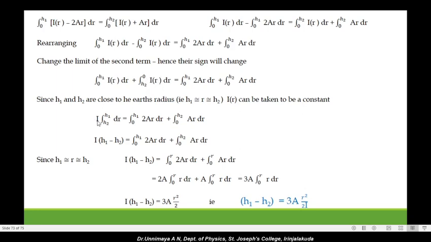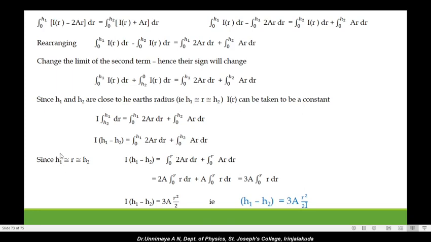Then I, taken outside, into integral from 0 to h1 dr plus integral from h2 to 0 dr. How can we write this? We can write integral from h2 to h1 dr. So I into integral h2 to h1 dr is equal to integral 0 to h1 of 2AR dr plus integral 0 to h2 AR dr. Now, integrating dr gives r. Apply the limits, upper limit minus lower limit. So h1 minus h2. So I into h1 minus h2 equal to this term.